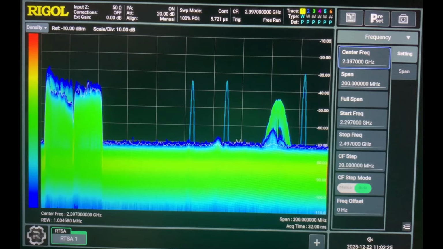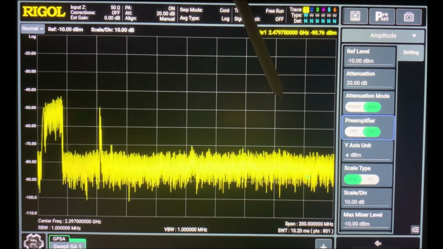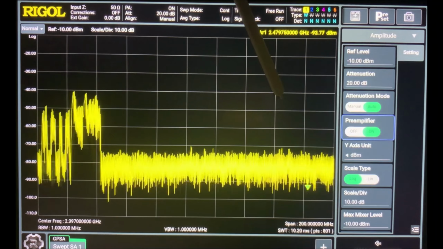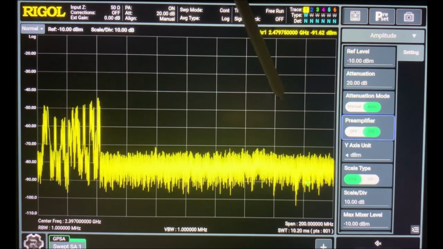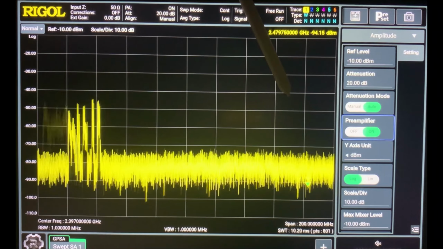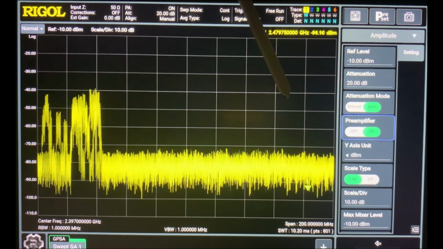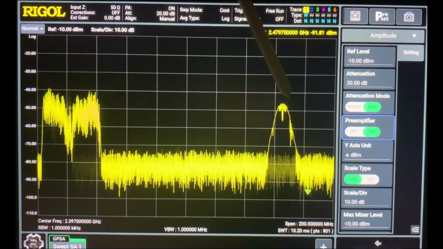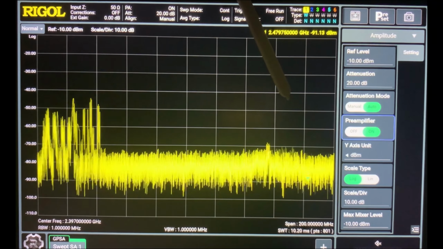In this video, I focus on what real-time analysis reveals, not advanced configuration. This signal is real, but the spectrum analyzer doesn't always show it. In this video, I'll explain real-time spectrum analysis: what it is, why it matters, and what normal spectrum analyzers miss.